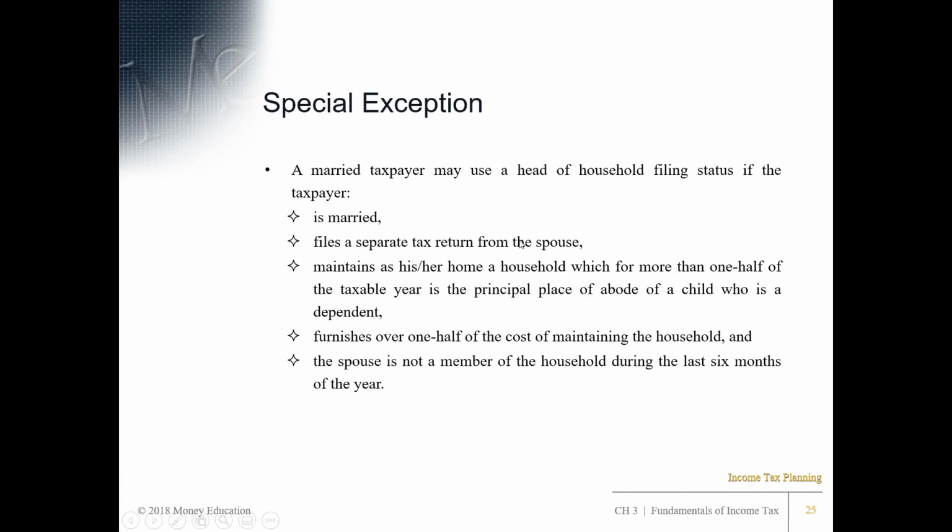Special exception. A married taxpayer may use the head of household status if they are married, they file a separate tax return from their spouse, and they maintain a household for more than half the taxable year as the principal abode of a child who is their dependent. They furnish over half the cost of maintaining the house, and the spouse is not a member of the household during the last 6 months. So this is the abandoned spouse rule.